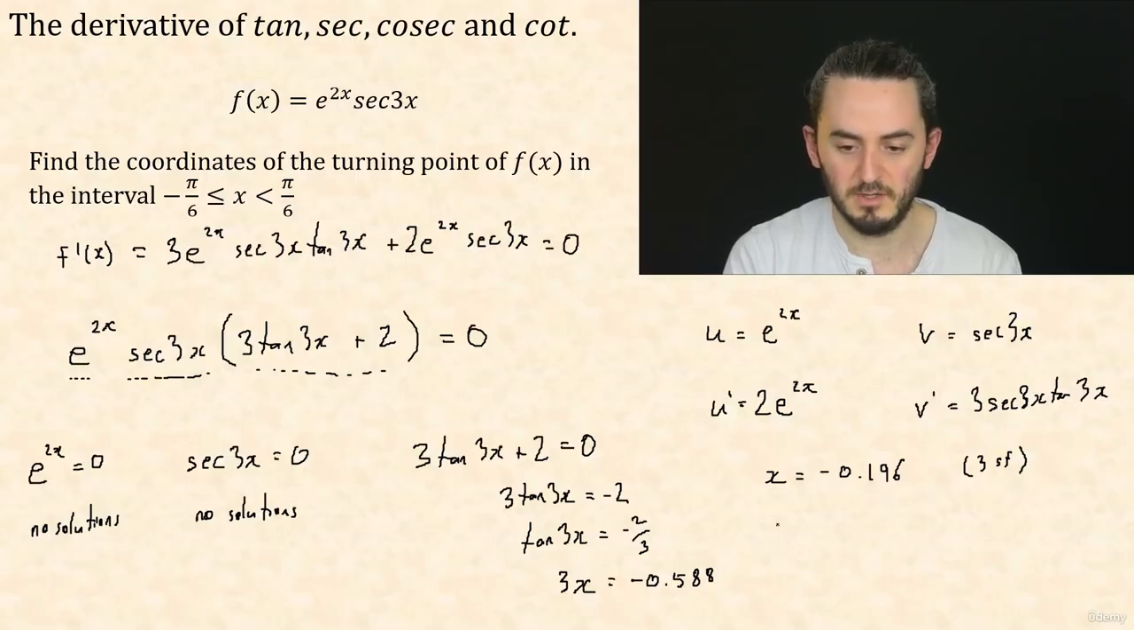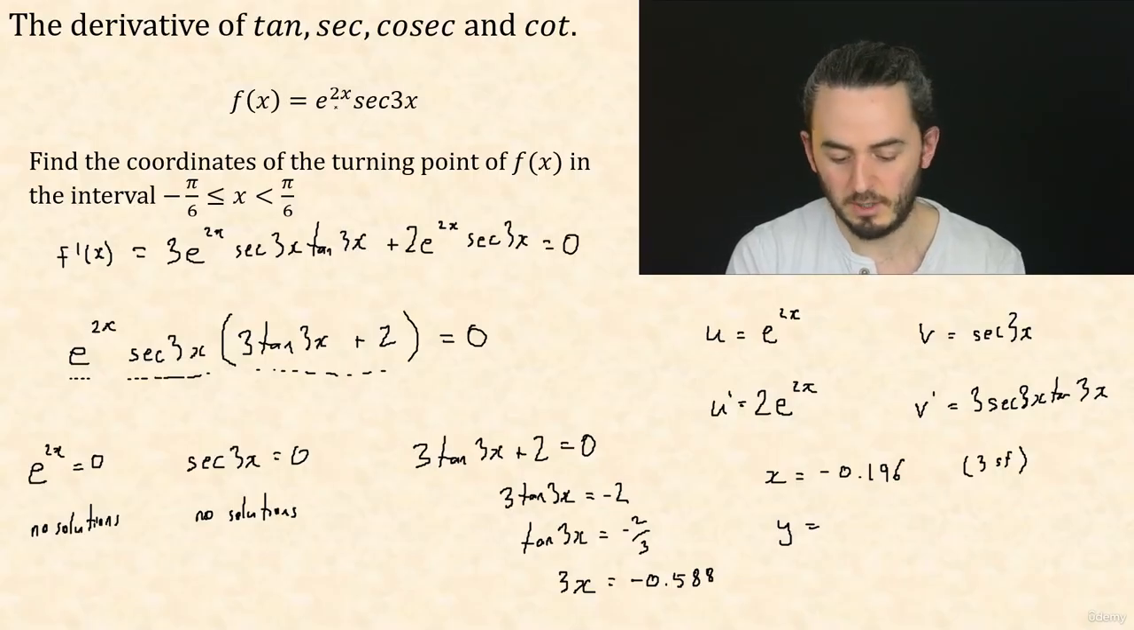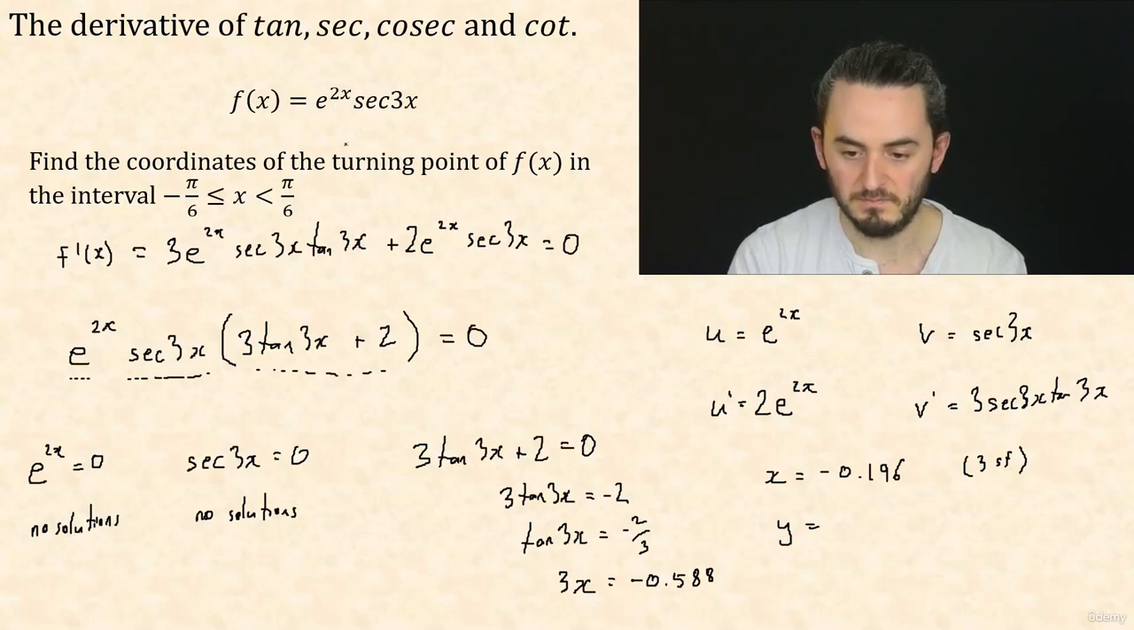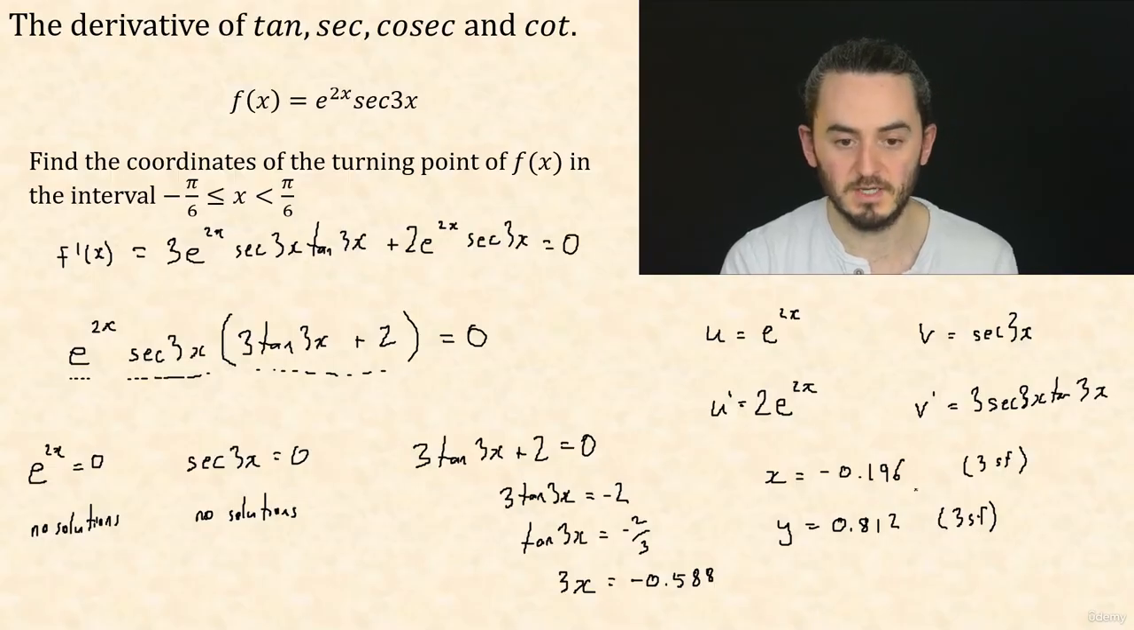So there's the x value, and to find the y value, I'm just going to sub my answer into this. So I'll just do e to the power of 2 times my last answer. I'm using the answer button, and then times by 1 divided by cos of 3 times that answer. And we get a y value of 0.812, also to 3 significant figures. So there's the coordinates of the turning point of f of x in that interval.